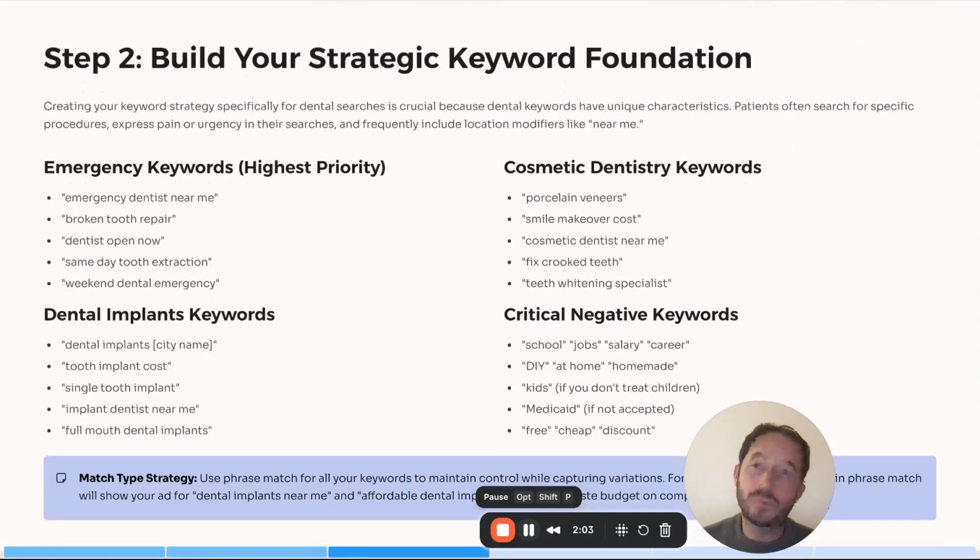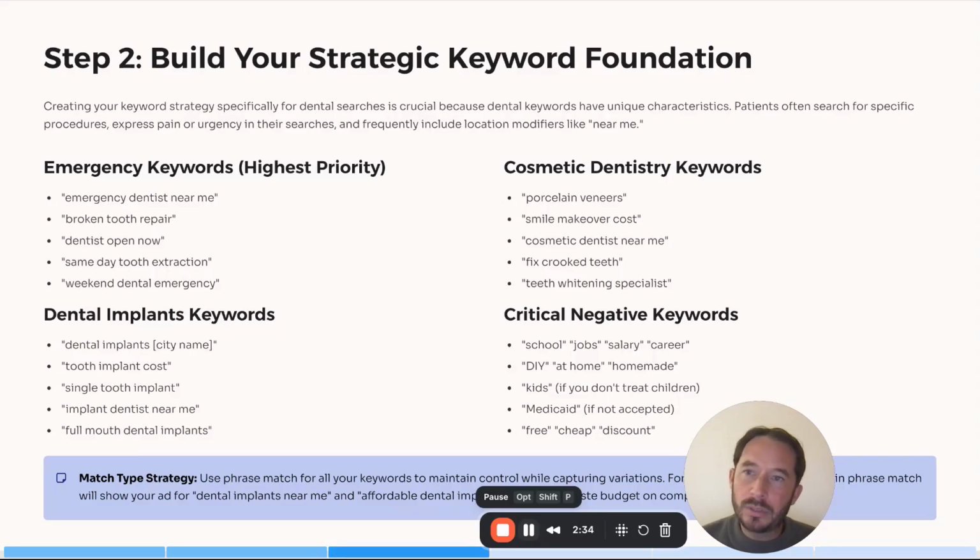So then moving on, step two would be to build your strategic keyword foundation. So creating your keywords strategically for dental searches, for crucial dental keywords, can be really paramount to ensuring that you have a really successful Google Ad campaign from the offset. Patients often search for specific procedures, which obviously in this case can be urgency and emergency. So what you want to do is cater to that audience and to those searches with your keyword foundation.